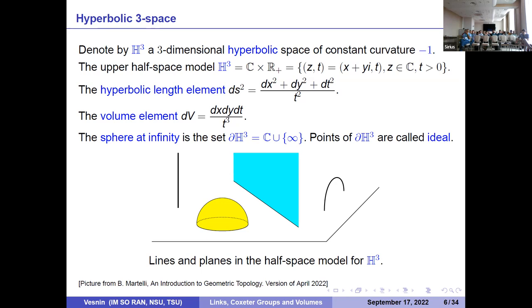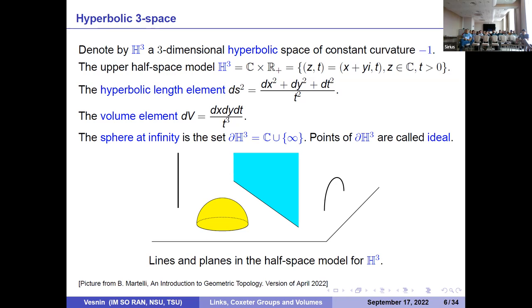And what I need is the boundary. You can see the so-called field at infinity. It will be just the boundary of our space. In this sense, this is the basic complex plane, which is not in the space, together with the point at infinity. So usually a point that belongs to this boundary is called ideal. There are many different models of hyperbolic spaces.